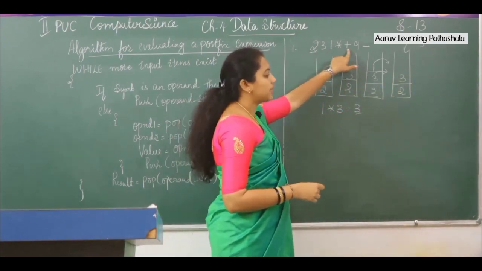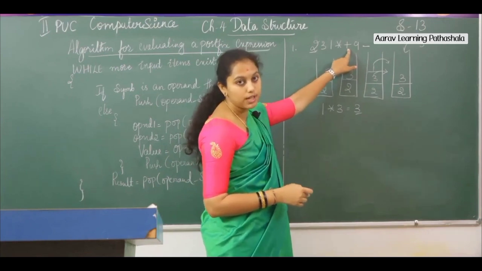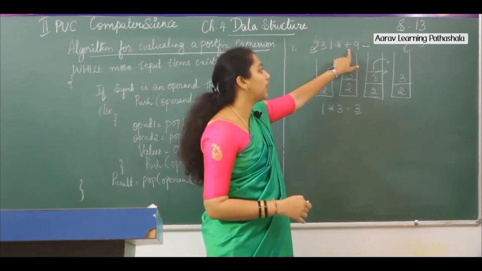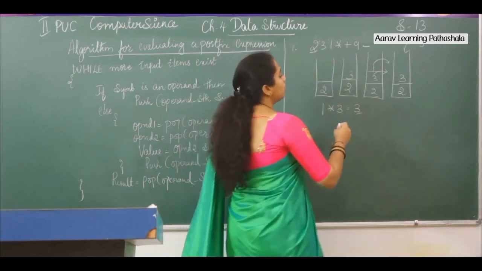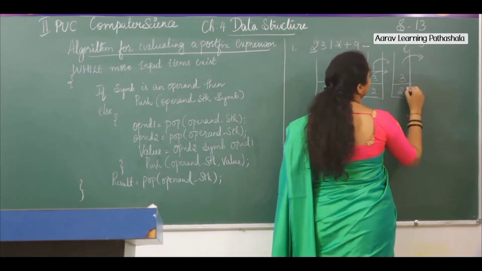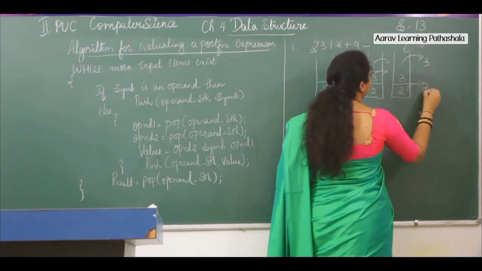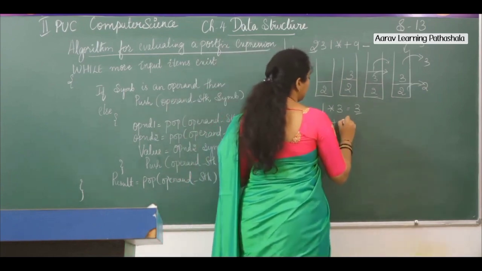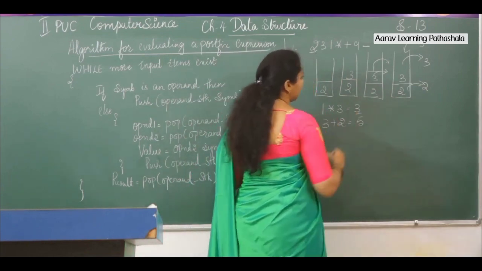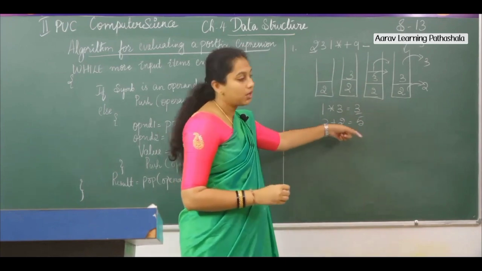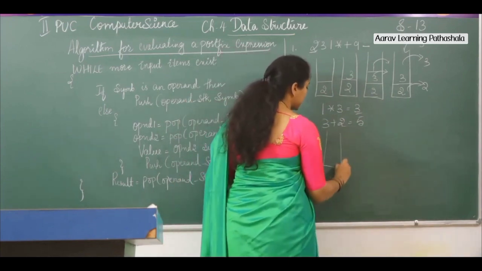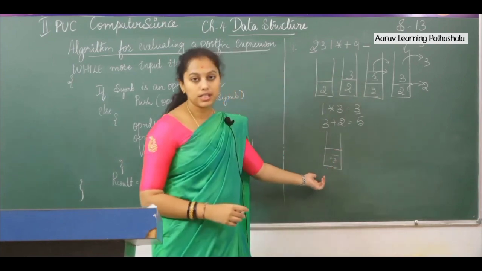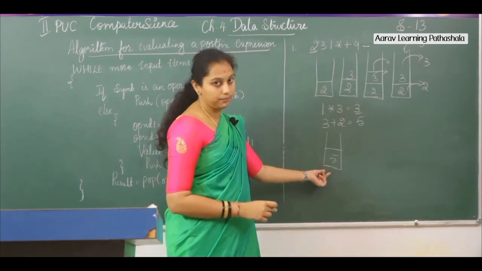Next, plus is an operator. So what we have to do, we have to pop out two operands from the stack to perform the addition operation. So pop out these two operands from the stack. 3 plus 2 becomes 5. So 5 is our result now. So I am going to push that result into the stack. So now the stack contains only the result, that is 5.